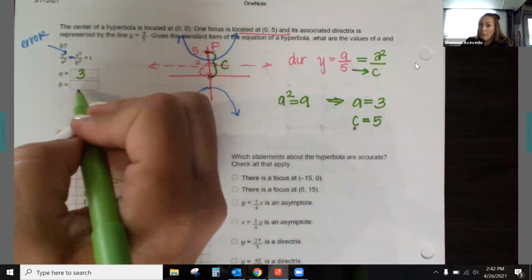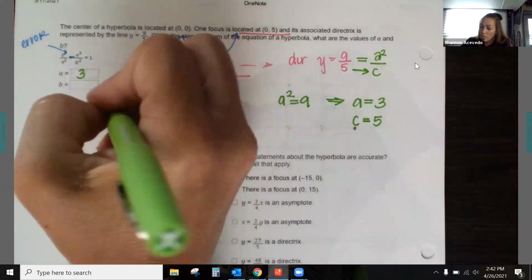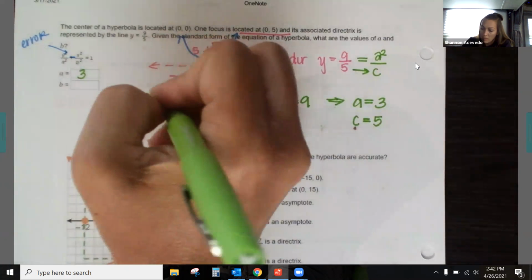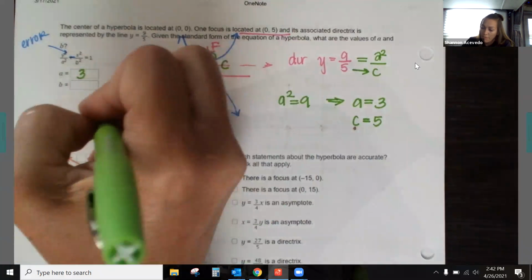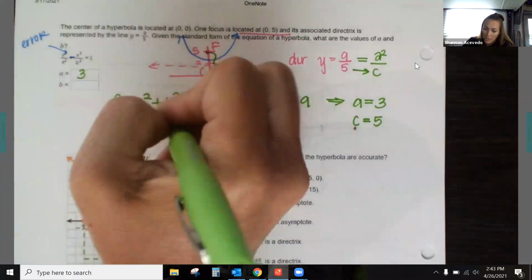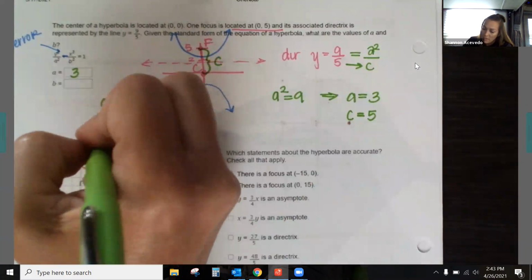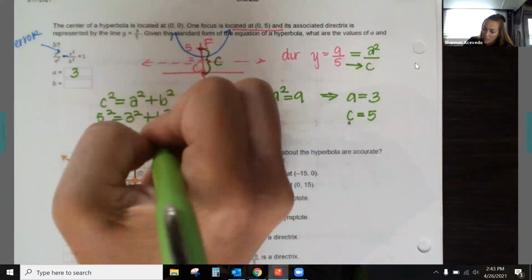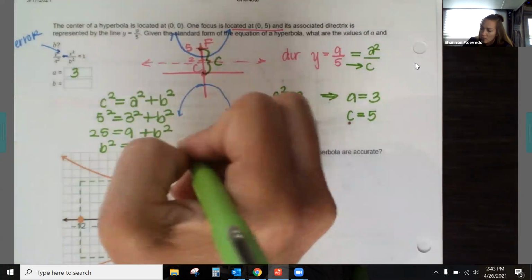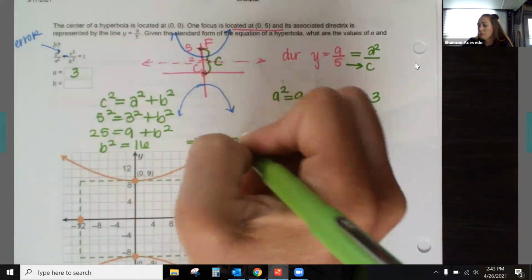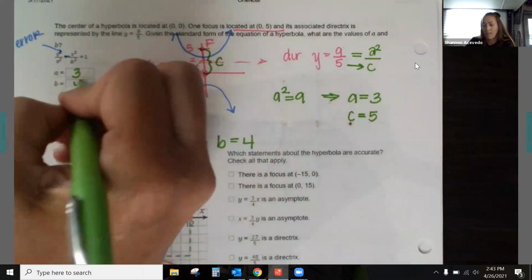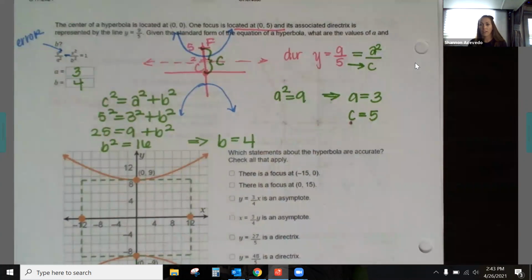But I need to figure out B, and just like one of our previous problems, we used the idea that C squared is equal to A squared plus B squared. So 5 squared is equal to 3 squared plus my B squared. I have 25 is equal to 9 plus B squared. This tells me that B squared is equal to 16. So my B value must be a value of 4.